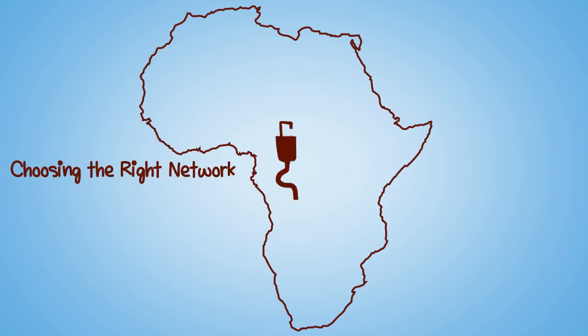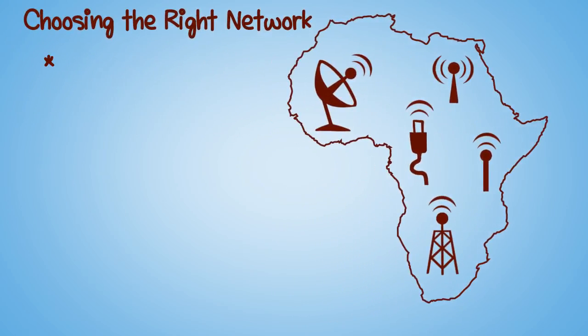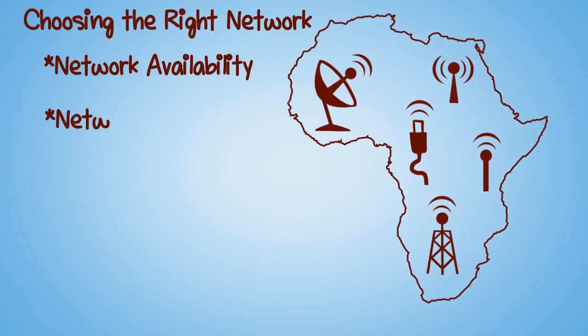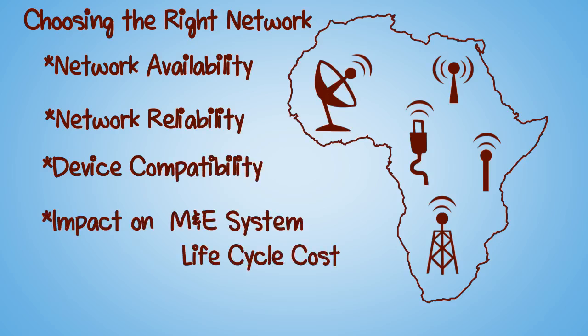Monitoring and evaluation systems rely on networks to transmit data from local devices to a central data store which accumulates data for analysis and reporting purposes. Network services come in different flavors: telecommunication networks, internet services, broadband, satellite, Wi-Fi, and WiMAX. We have found that the choice of communication network is or should be influenced by network availability, network reliability, device compatibility, and impact, again, on M&E system lifecycle cost.